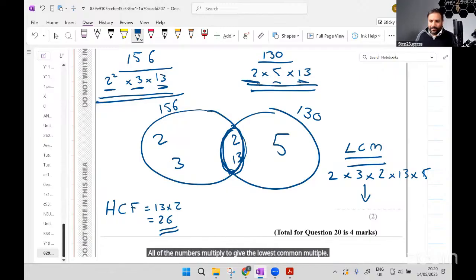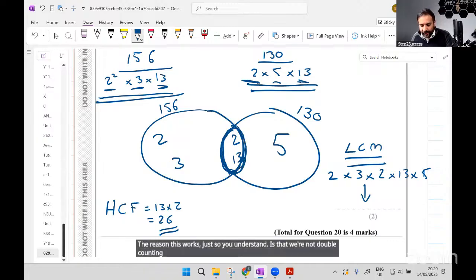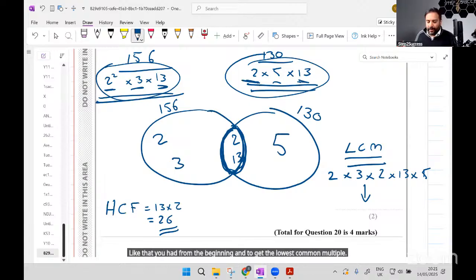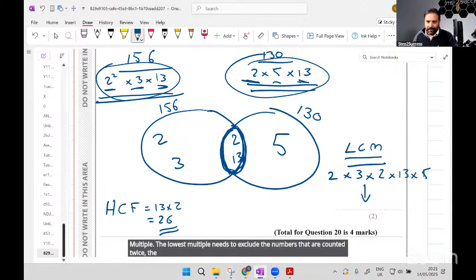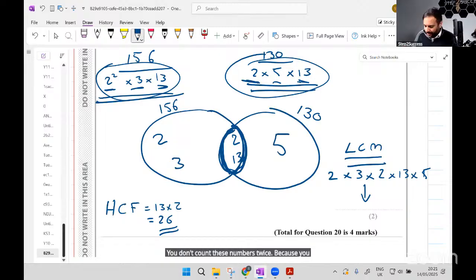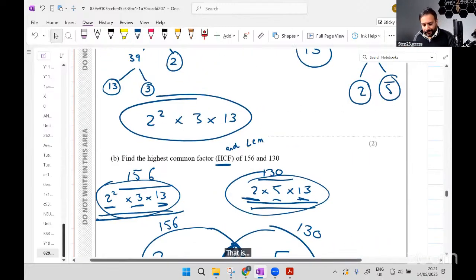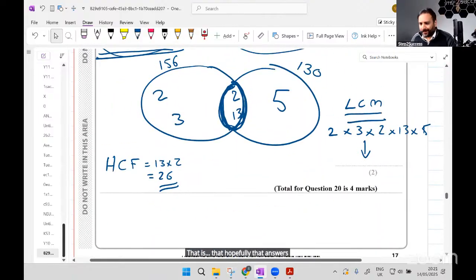Okay, the reason this works, just so you understand, is that we're not double counting these numbers. Otherwise, somebody might say, can't you just times them all together, like that you had from the beginning, to get the lowest common multiple? Well, that would give you a multiple. It wouldn't give you the lowest multiple. The lowest multiple needs to exclude the numbers that are counted twice, the 2 and the 13. So by drawing a Venn diagram, you don't count these numbers twice because you've only written them once, because they're overlapping. That is that. Hopefully that answers one of the many questions.